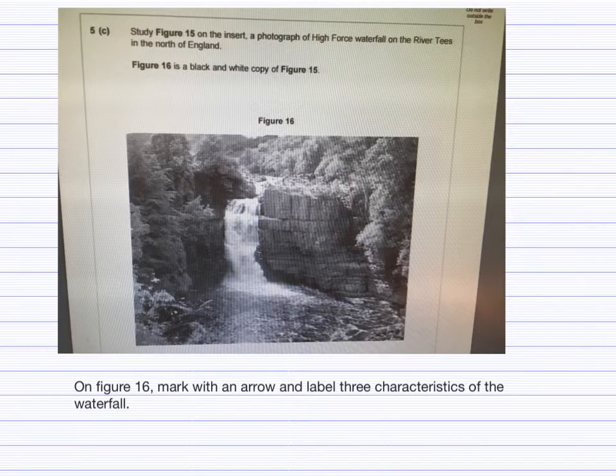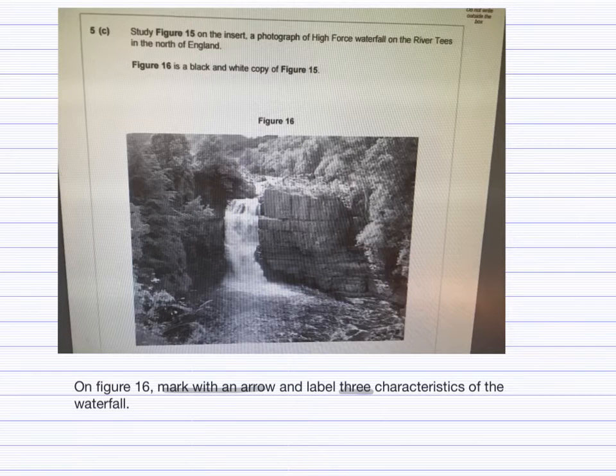Now these are quite common questions. They'll give you a photo and they'll ask you to label it. It's a 3-mark question, I didn't put the 3 marks on there, but it's 3 marks, which means it's point based. So all you need to do is label 3 things. If you want to label more than that, it's a good idea, because that way you cover all bases. So if one of them's wrong, you still have a chance of getting more marks. Okay, so all you need to do is mark with an arrow 3 characteristics of the waterfall.